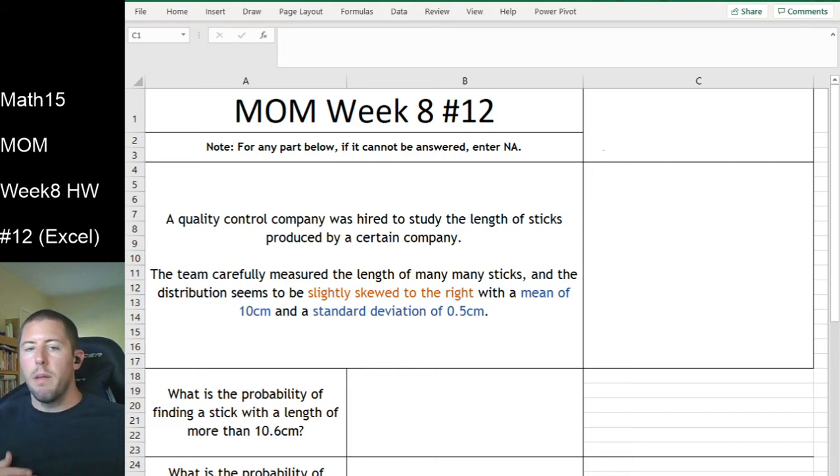So I'm going to walk through this number 12 from the week 8 homework. They give you a bunch of stuff about a meter stick. I've altered my numbers vaguely right here. I'm just calling them sticks instead of meter sticks. We'll go ahead and talk through how we get all of our computations associated with these problems here.